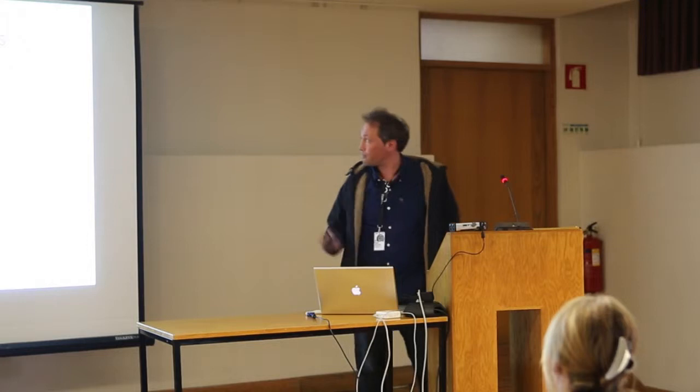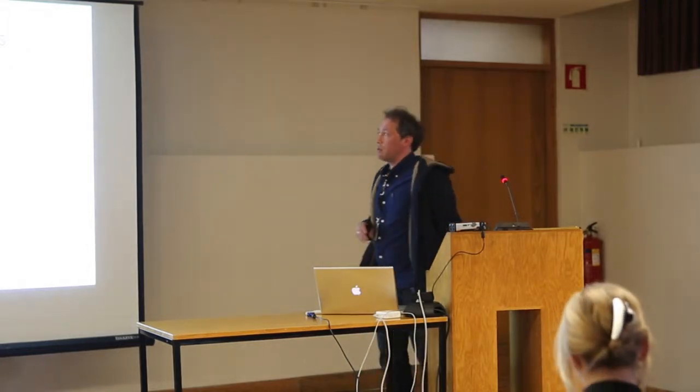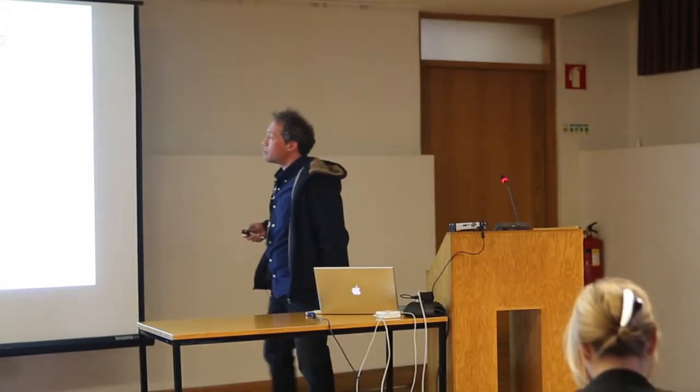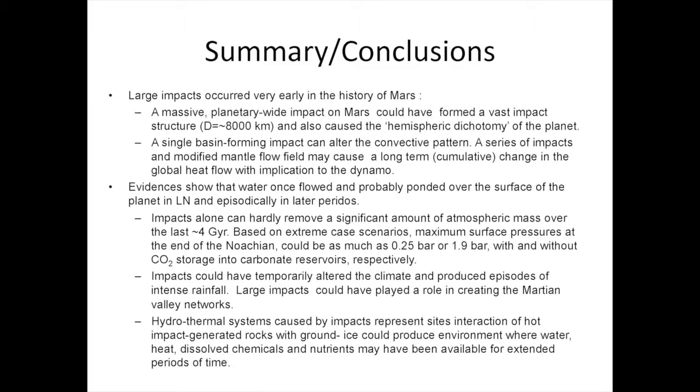Just to conclude, large impacts occurred in the history of Mars. The very early impacts could have caused the dichotomy, and also caused a stop of the dynamo. The impacts later on wouldn't have too much effect on the atmospheric evolution in terms of the mass. They couldn't really erode the atmosphere, but they could temporarily alter the climate, causing episodic rain.